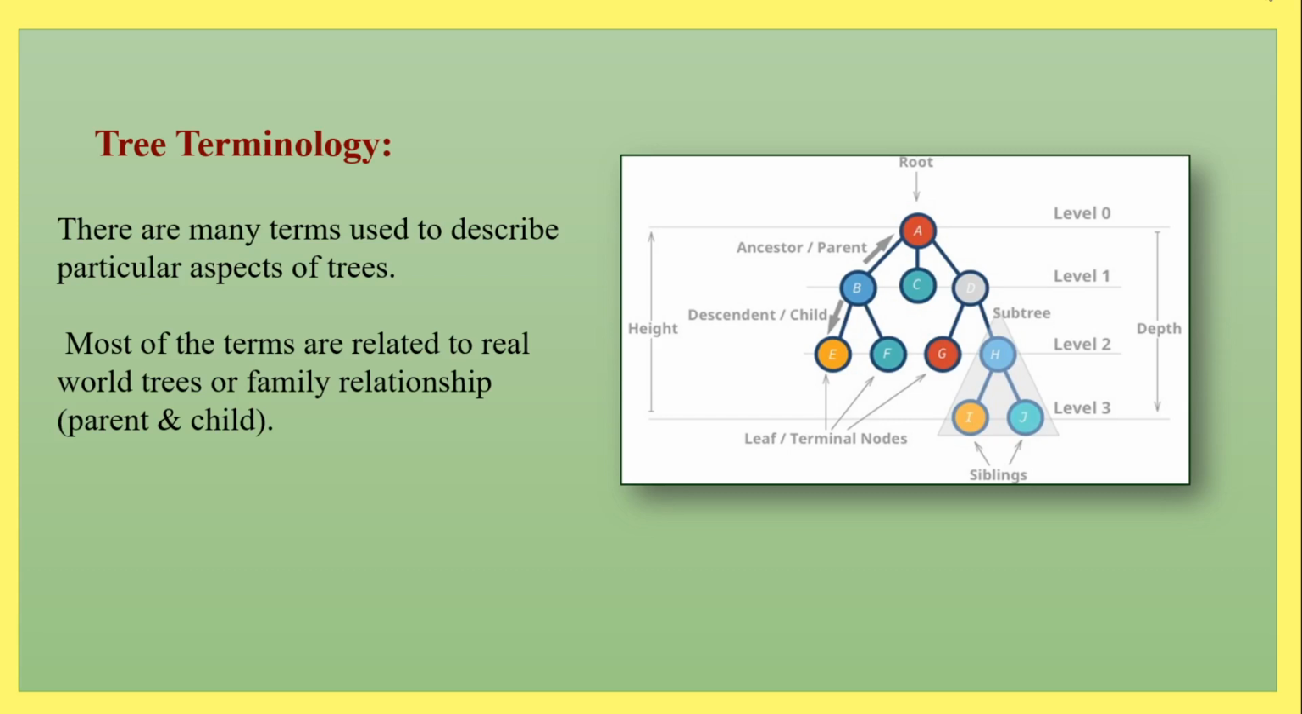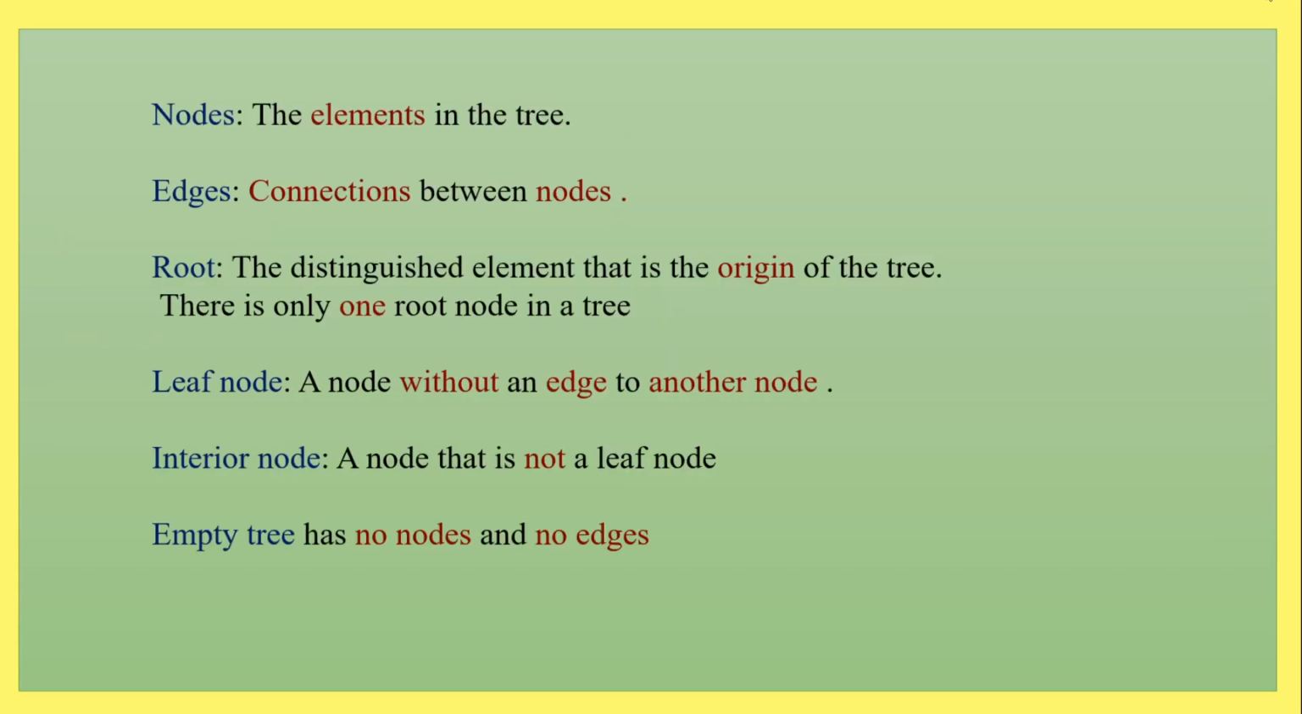There are many terms used to describe the particular aspects of trees, like nodes, edges, root, leaf node, interior node, and empty tree. What are nodes? The elements in a tree are called nodes. How are these nodes attached or connected? By edges. An edge is a connection between nodes.